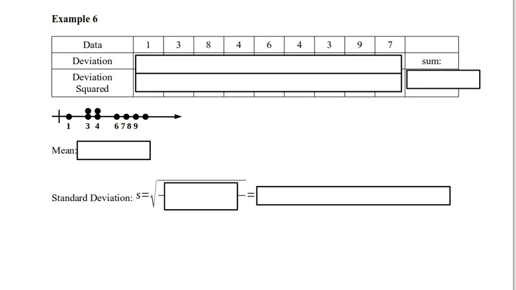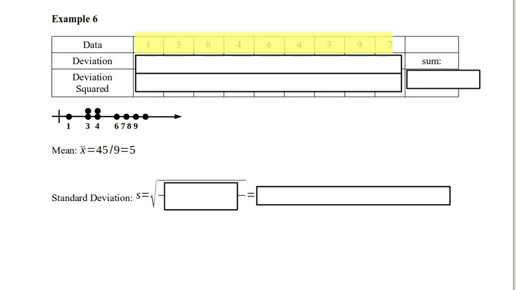The first thing we have to do here is find the mean, and in many ways that's the most arithmetically challenging part. So we add up all these numbers, and we can see the numbers in that top row, that data row. So we add them all up, we get 45. We count how many there are. There are 9, so we divide 45 by 9. Our mean is 5.